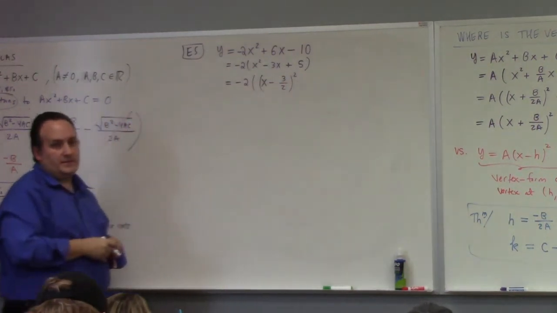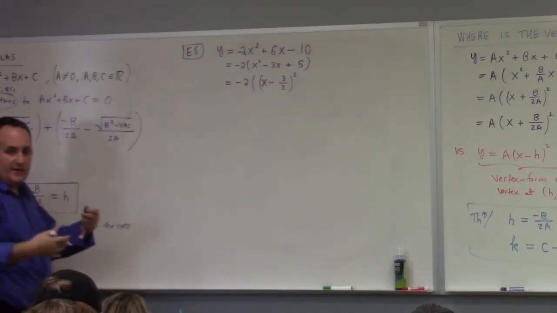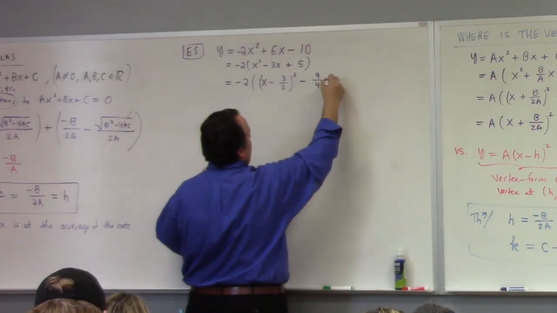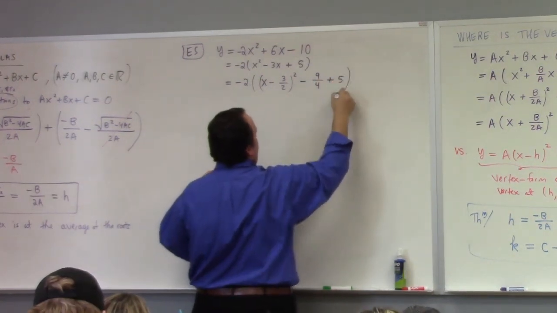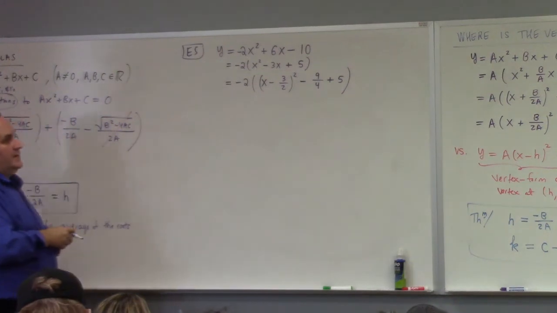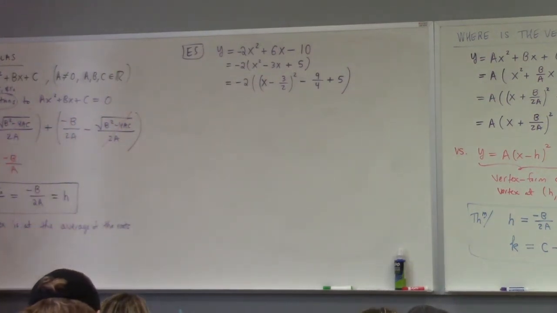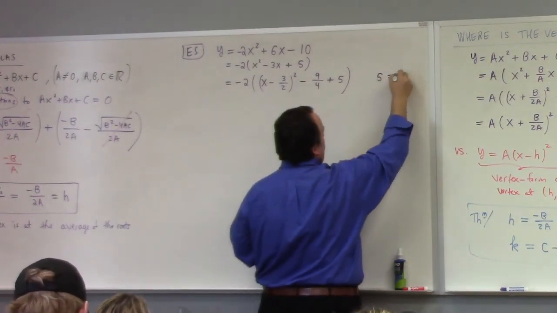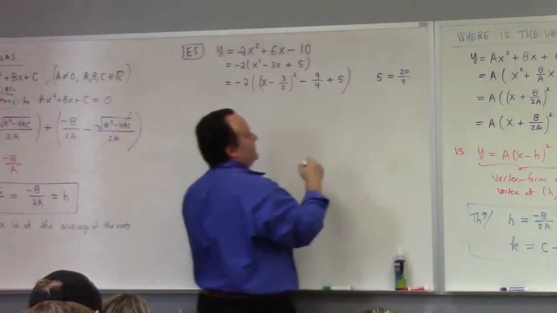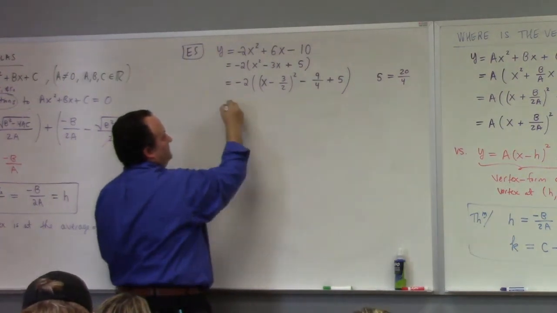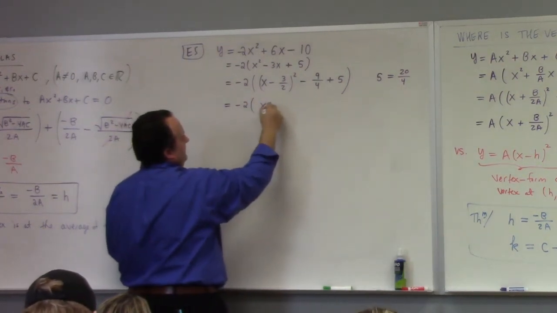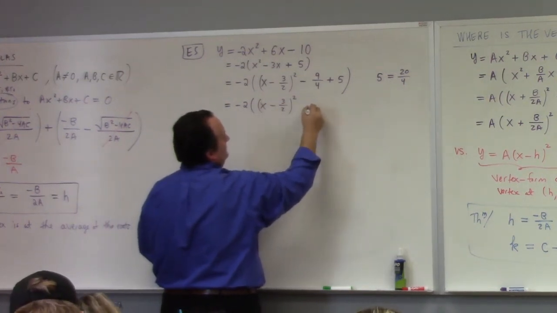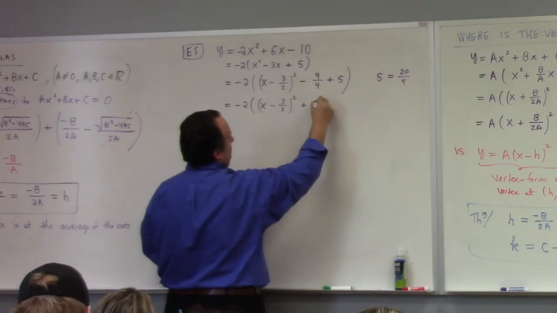Okay. Now, completing the square, right? So I have to subtract 9/4. That's the square of 3 halves, and I still have got my plus 5 there. But how many fourths is 5? 5 is 20/4, right? So I get 20/4 minus 9, so I get 11. Plus 11/4, yeah?